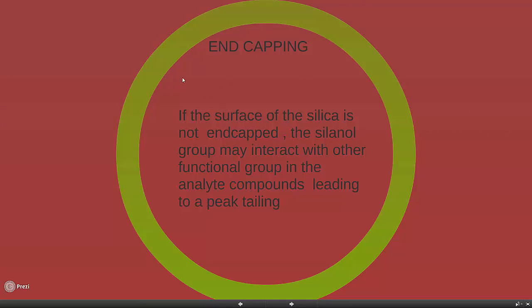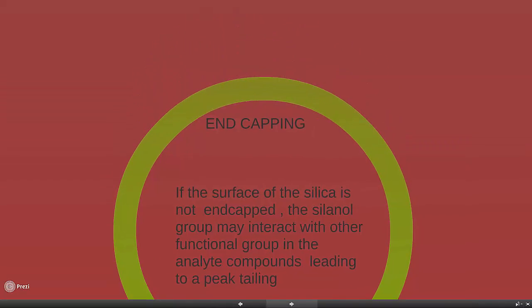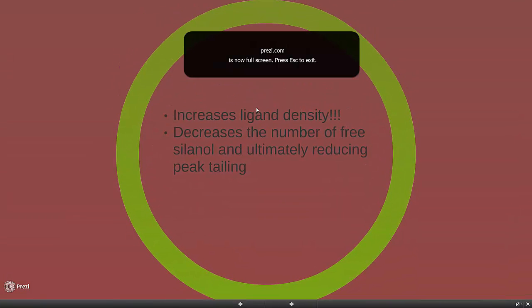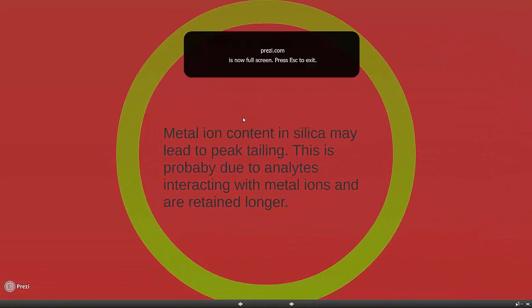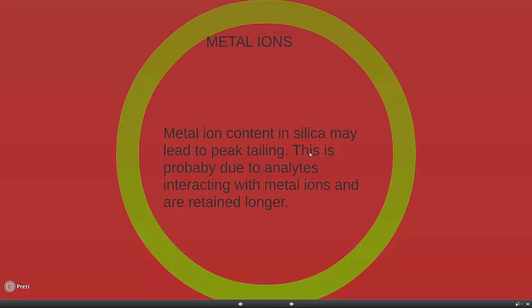The other thing that you need to think of is end capping. If the surface of the silica is not end capped, the silica may interact with the functional groups in the analyte compound, and this can lead to tailing. Another one is carbon load. Carbon load increases ligand density, and in this case, it's going to decrease the number of free silanols, ultimately reducing peak tailing. And last but not least, metal ions in the silica may interact with analyte, and if that happens, they will be retained longer and lead to peak tailing.